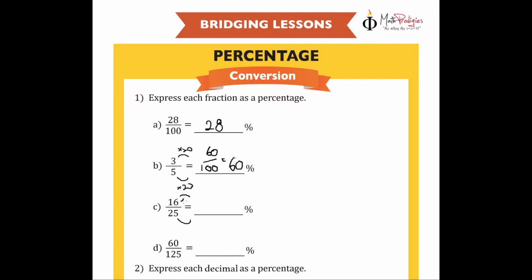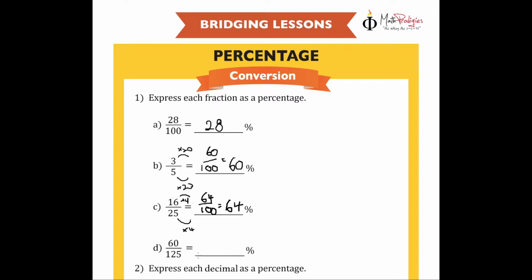25, what do we multiply by? Remember the magic number? Multiply by 4. Correct. So 16 times 4. Quick, do your math. 1 times 4 is 4. 6 times 4 is 24. So you get 4 tens and 24. 64 over 100. And so the percentage is, that's right, 64%.